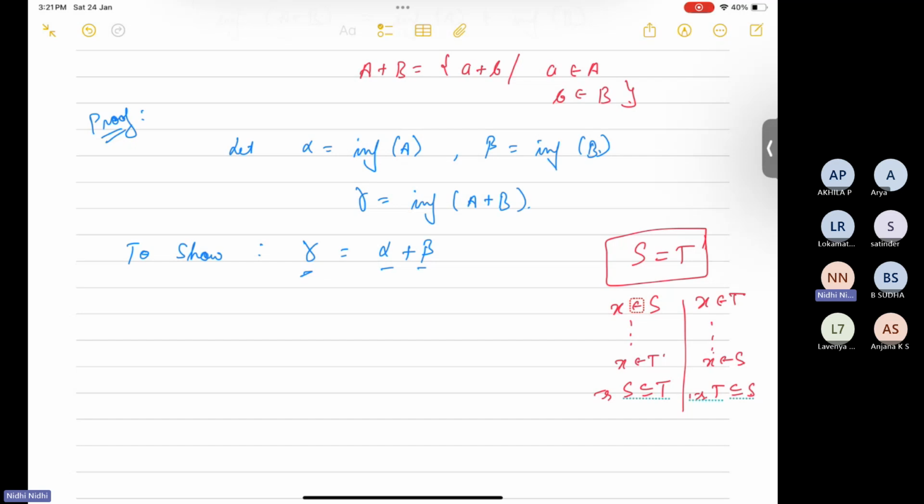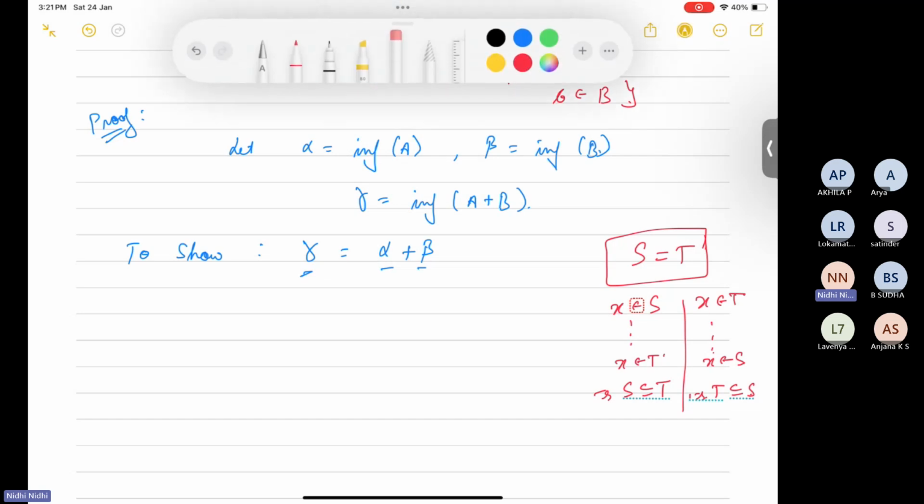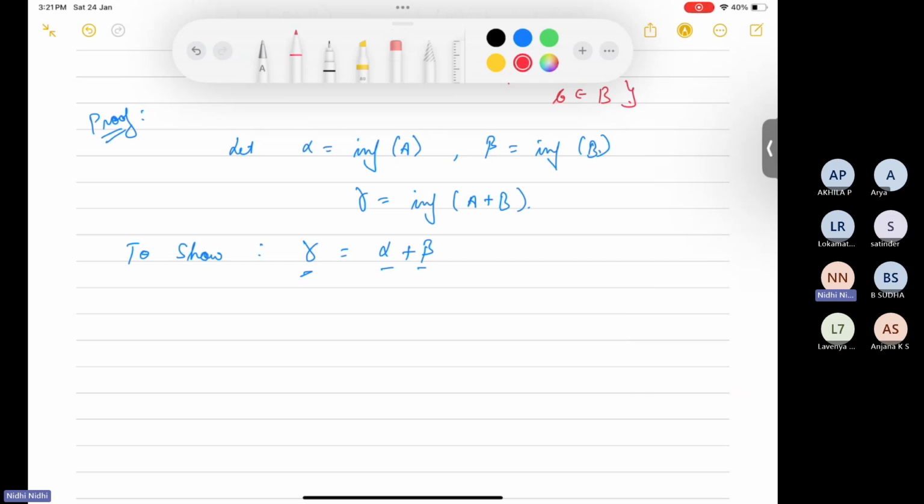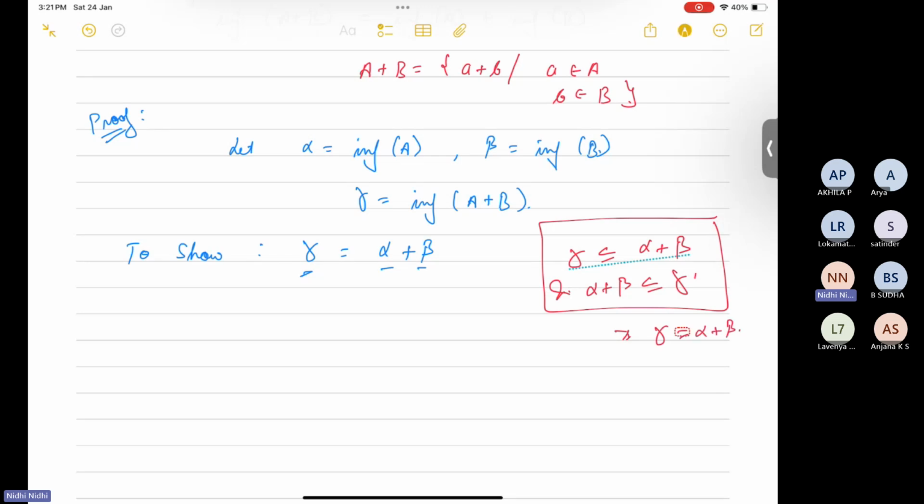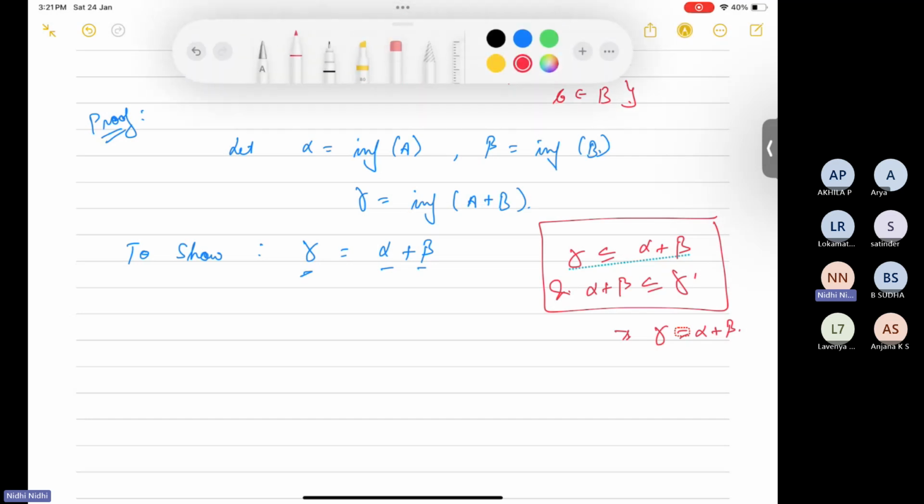So basically, in order to prove that two sets are equal, we prove that both of them are contained in each other. Similarly, when it comes to proving that two real numbers are equal, we show that each is less than or equal to the other. Basically, we show that gamma is less than or equal to alpha plus beta, and alpha plus beta is less than or equal to gamma. This would eventually lead us to the fact that gamma is equal to alpha plus beta. So this is the standard technique for proving that any two real numbers are equal. It might seem very obvious, but when it comes to proving something, this is a standard way. So let's start with one side.